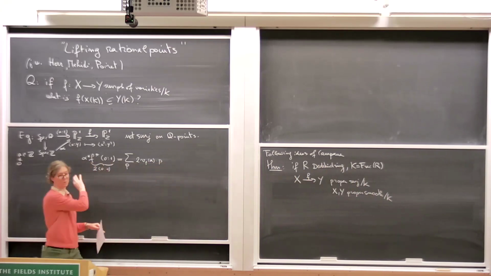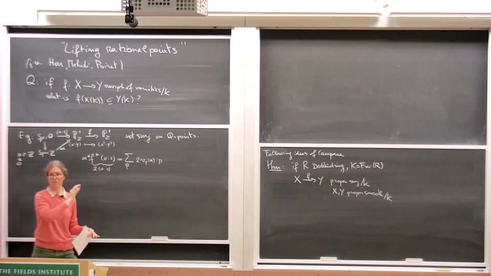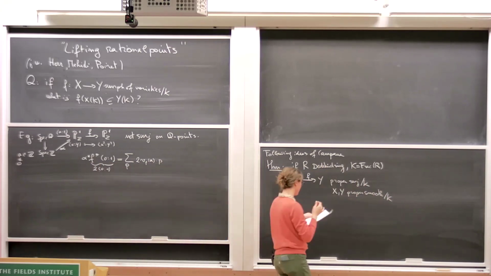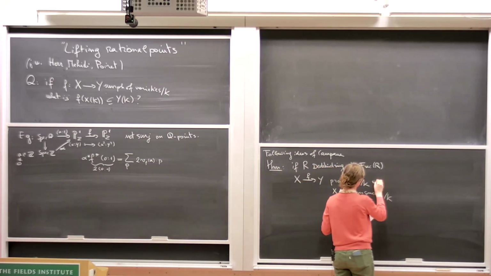And also, I will need to ask that F has some reasonable properties. So here I was telling you about multiplicities of fibers. I want that generically there is no multiplicity in the fibers. So the generic fiber is reduced.